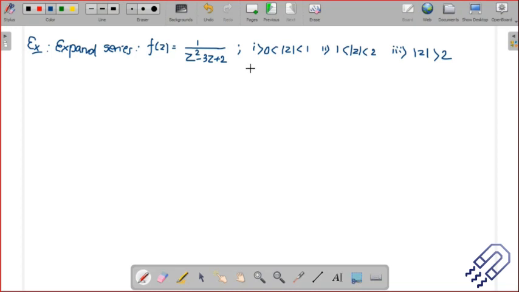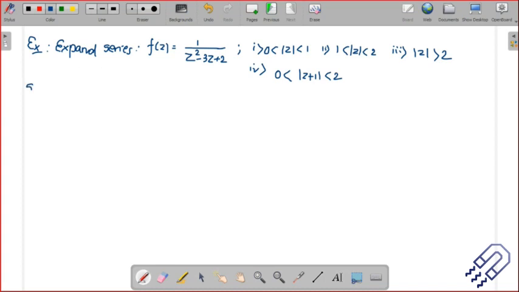Greater than 2, and one more might be 0. It is z plus 1, and 0 and 2. Lies between 0 and 2. Okay. So let's just try to solve this.